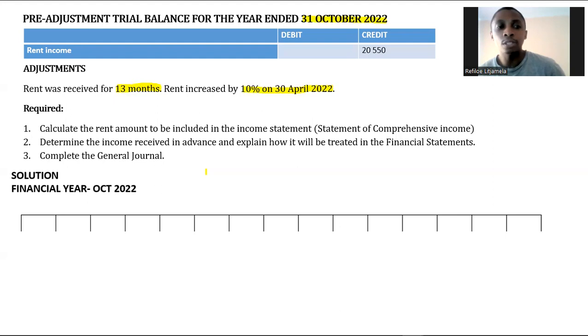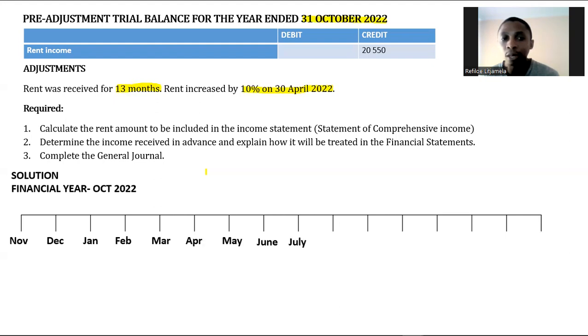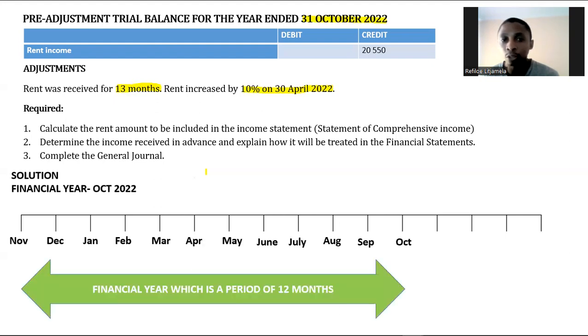So our financial year will start on the 1st of November 2021, then December 2021, January, and so on, all the way to October. That is 12 months. But in April, please know that rent was increased by 10%. It went up by 10%. And always, rent is at 100%, so when it goes up by 10%, it ends up being at 110%. We'll explain that shortly.